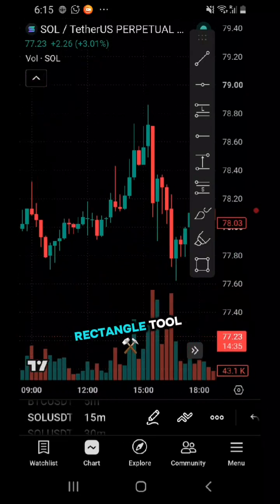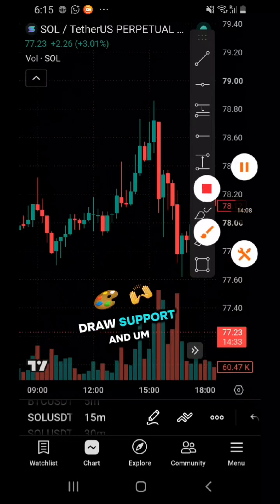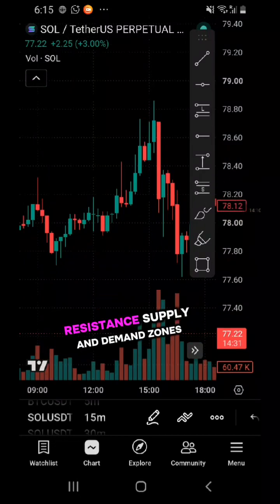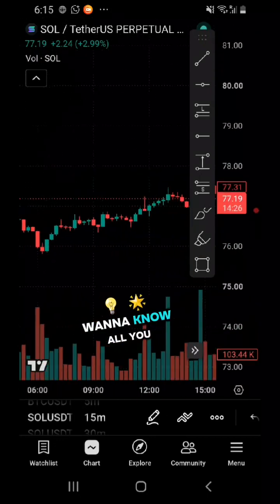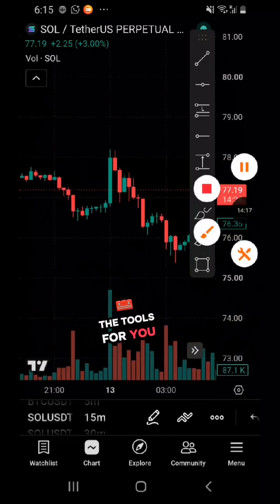So that is the rectangle tool. It's also used to draw support and resistance, supply and demand zones, any key zone you want to know, all you want to draw. Those are the tools for you.